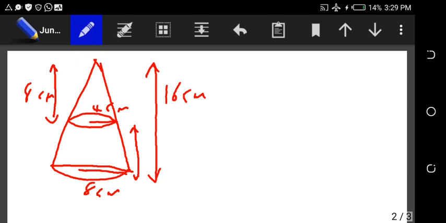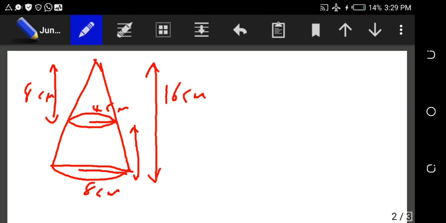Without taking these steps, we cannot really calculate the volume of the frustum, because the frustum has incomplete information. You just have a diagram like this, but you don't have the total height, the value of the height. So we need to take these steps in order to calculate the volume of any given frustum. So let's go ahead and do this.